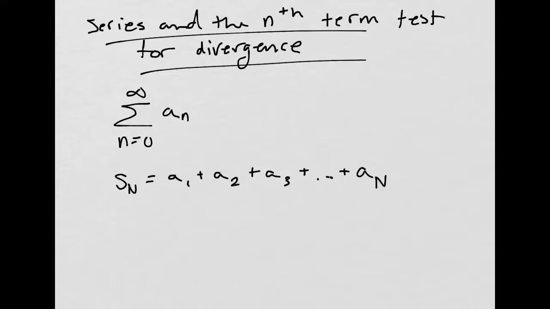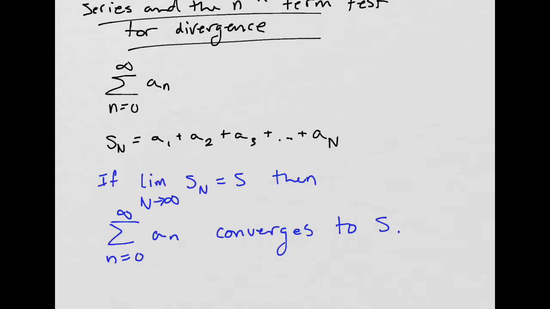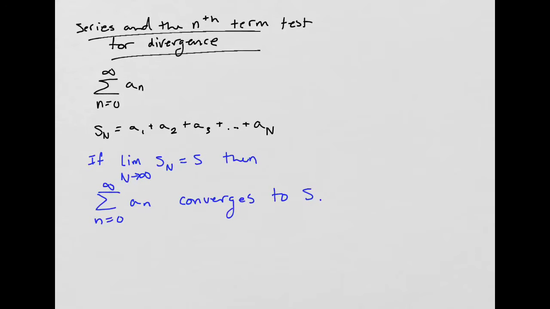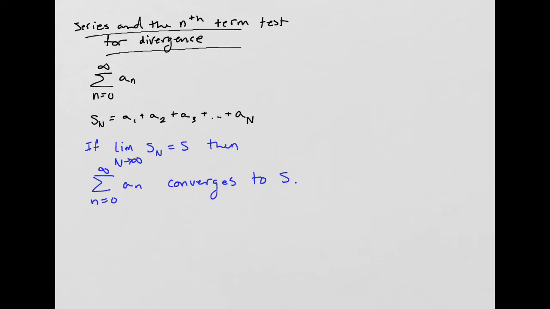Now, this is the way we define convergence or divergence of a series. If the limit, I should say, if we can figure out a formula for the partial sums, and the limit as n approaches infinity of the partial sums exists and equals some number S, then we can say the infinite series converges to S. That's the definition of convergence for an infinite series. This is the limit of the partial sums. That's if you can find a partial sum formula.